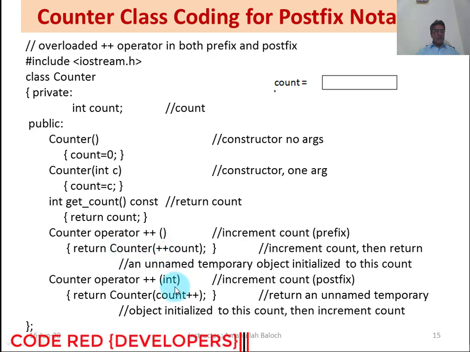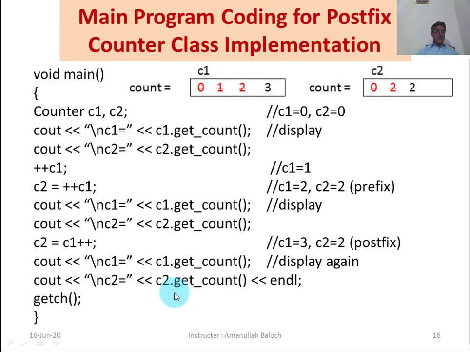to the main program. While here the computer will make a temporary object of the counter class with the old value of count and will return that value, and after returning the value it will increment itself. That is, the new value will not be returned to the main program, the old value will be returned, and after that the computer will increment the count variable.